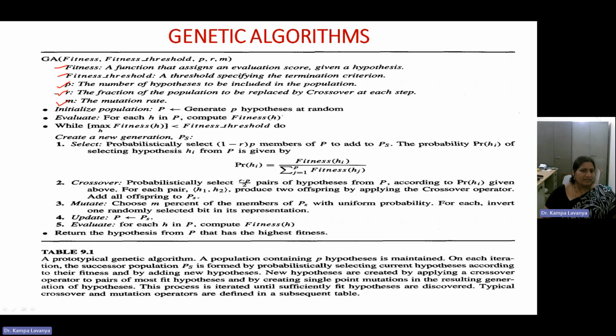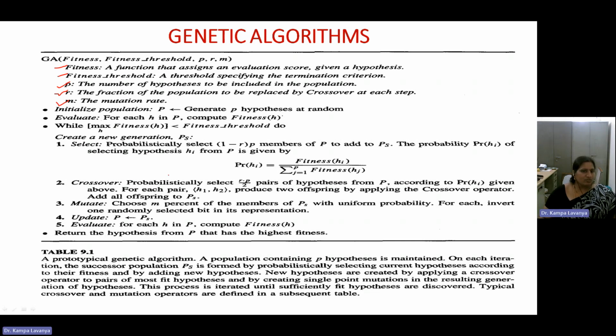After that, you have to evaluate every hypothesis in the population based on the function called fitness of h. And this fitness of h always depends upon the fitness threshold. So ultimately you need to reach the fitness threshold, and for that you need to execute this process repeatedly.